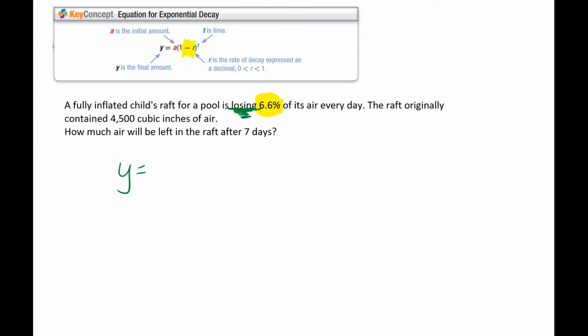So I have to set up my formula. Y is equal to A, our initial amount. What are we talking about? We're talking about air. How much air is in that raft? How much air is in it at the start? 4,500. Times 1 minus our rate, 0.066. Remember, we need decimal form of our percentage, to the 7th power, because I want to know after 7 days. Notice how T is in days here, because my rate is given every day, and then it says after 7 days. So in this problem, in this context, days is our unit of time.